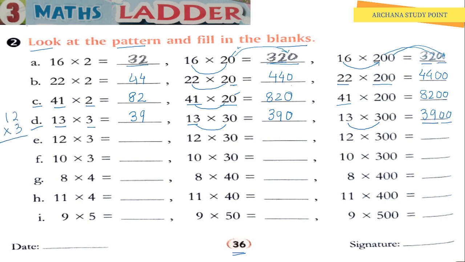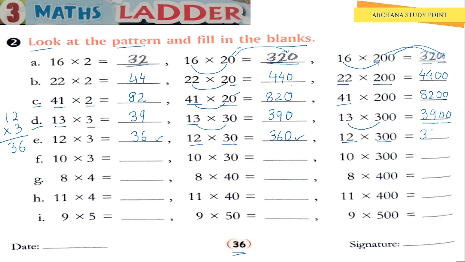Next part says 12 multiplied by 3. Let's do it together. 3 ones are 3, 3 twos are 6. 12 multiplied by 3 will give us 36. Okay. Now next part of question E says 12 multiplied by 30. So 12 threes are, we have already calculated it, 36. We'll put 1 zero towards the end for the tens place. So the answer is 360.